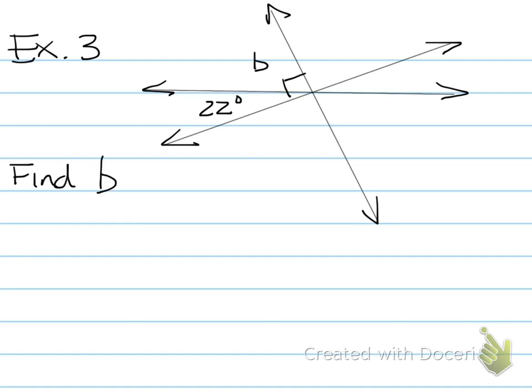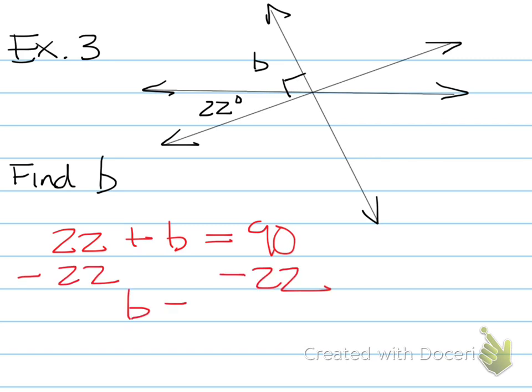In this figure, we want to find B, the measure of the angle next to the 22-degree angle. Those two angles are complementary since the sum of those two angles composes that 90-degree angle. So 22 plus B is going to equal 90. Subtract 22 from both sides, and B equals 68.